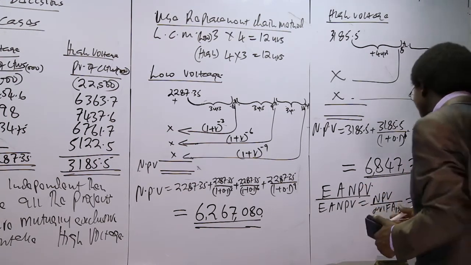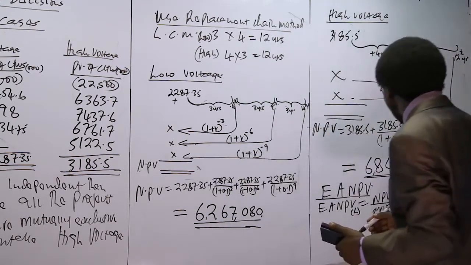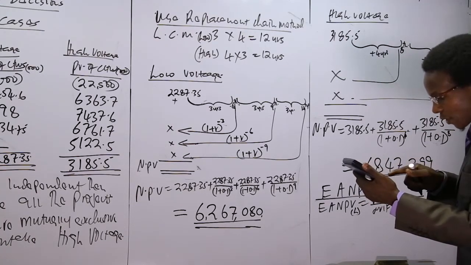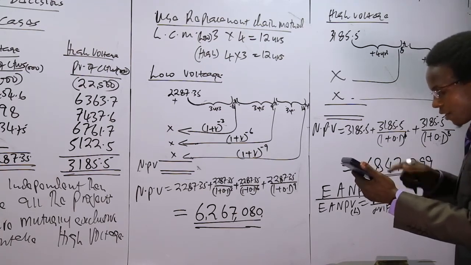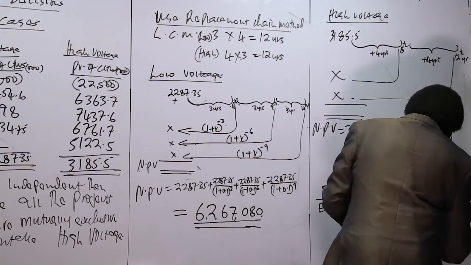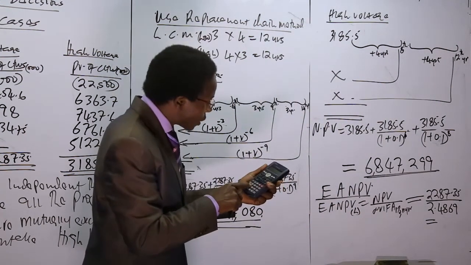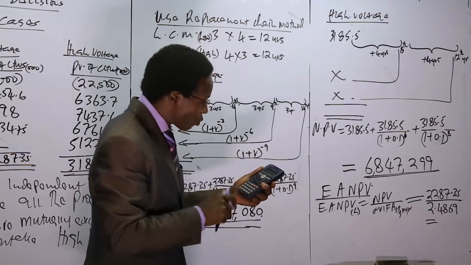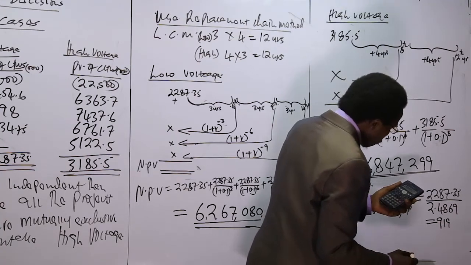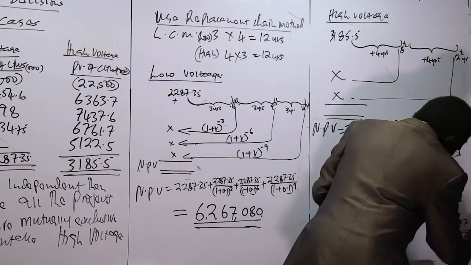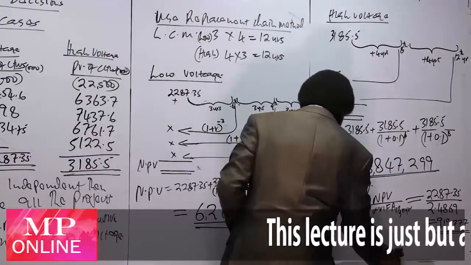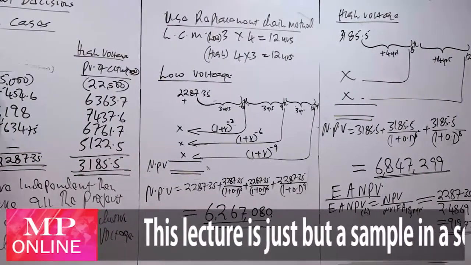For the low voltage, there are 3 years. So I raise it to -3. Then I divide that by 0.1. So I have 2.4869. Now that is for the low voltage. So I take 2287.35, then we get 919. So it is 919, because the figures were in thousands. I put it now in full figure as 777. So that is what you should get as far as the low voltage is concerned in the equivalent annuity NPV.